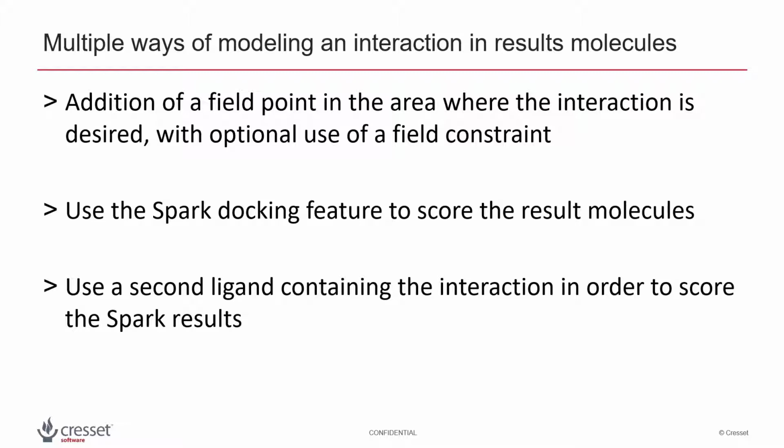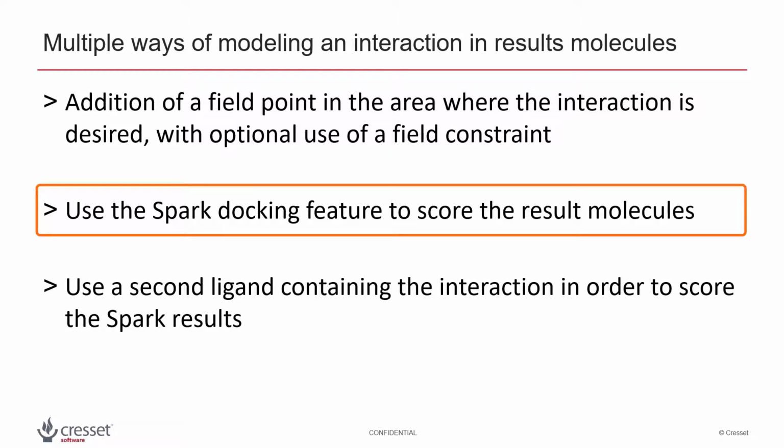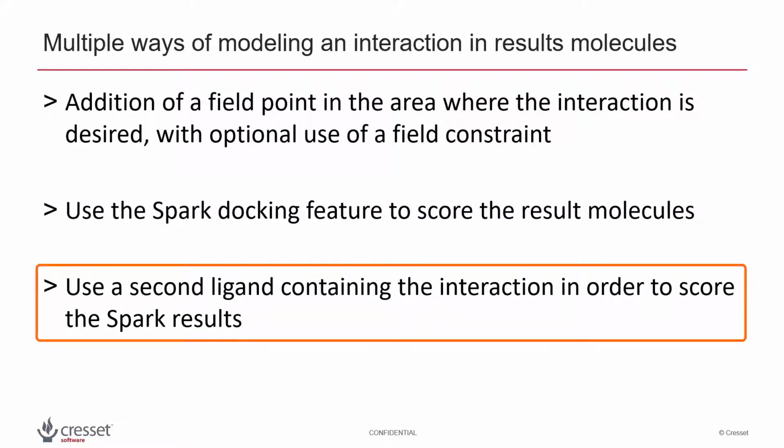It's worth noting that this problem can be approached in other ways, for example scoring the results using the Spark docking feature, or using a second ligand that features the interaction in order to score the Spark results.